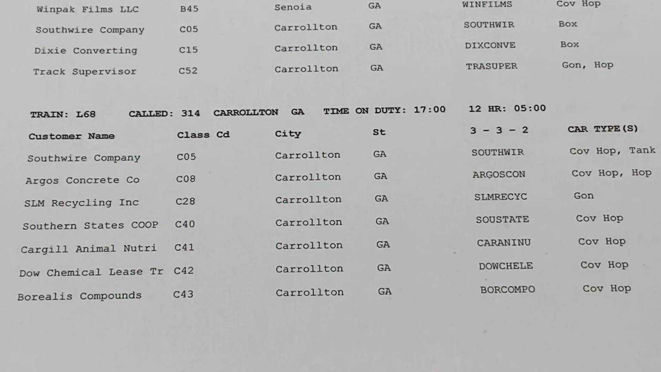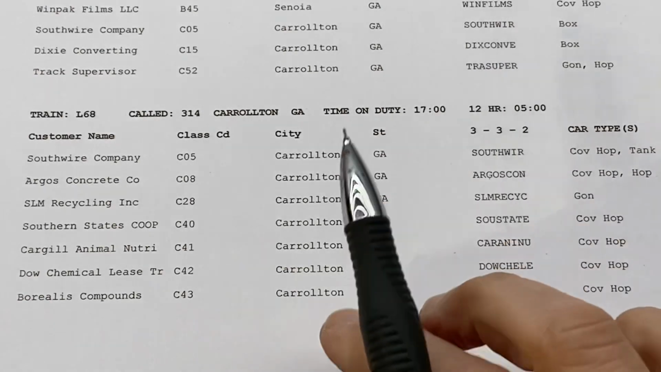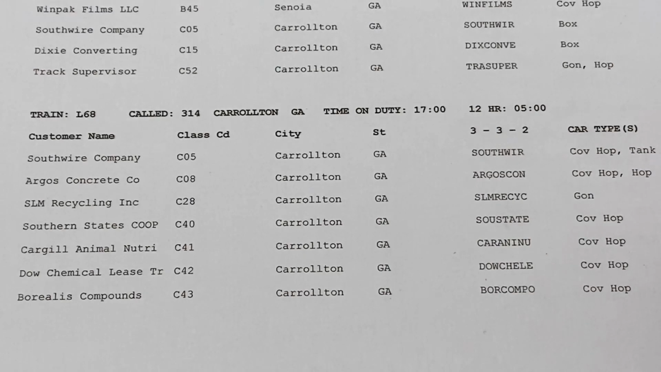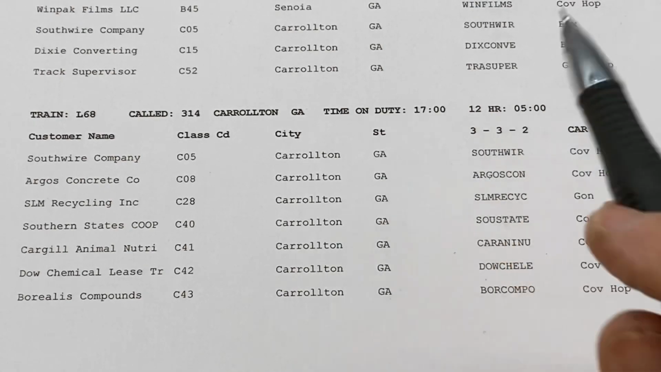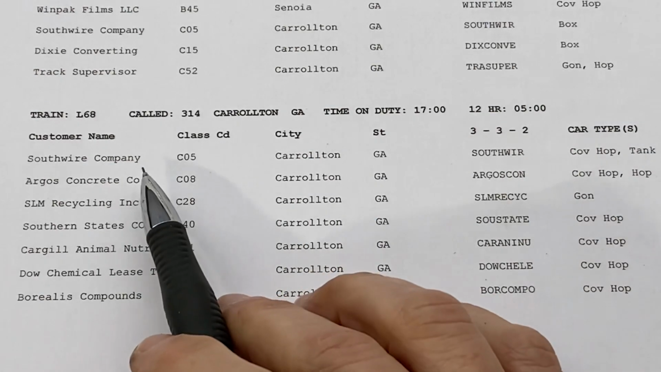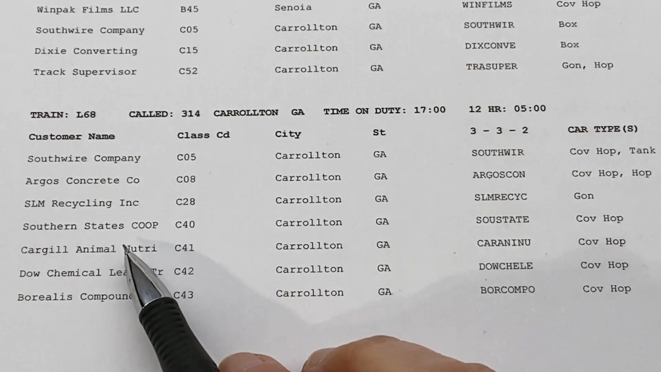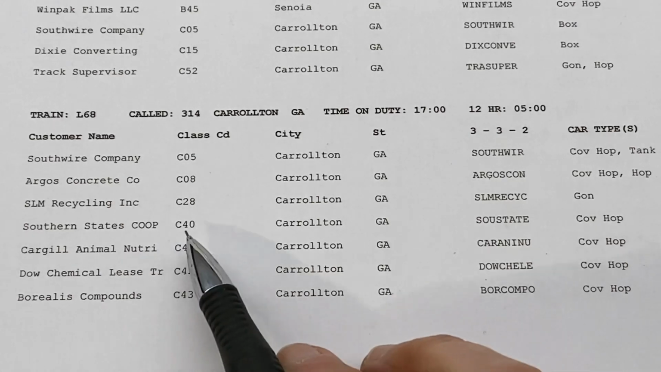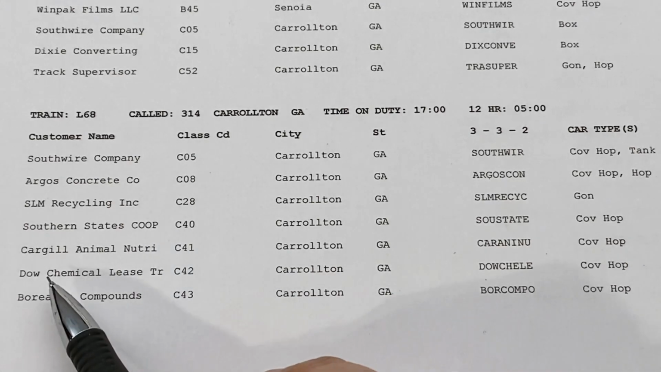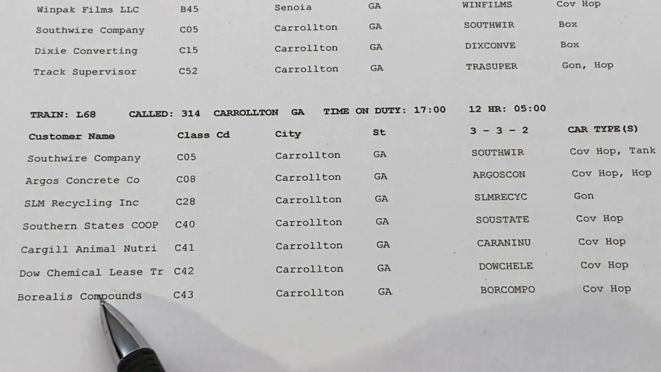Now, L68 is the afternoon switcher, and by going on duty at 5 p.m., they can use the same power that L62 has. That way, we can only assign 2 locomotives to Carolton. Makes more sense, right? And they go off the law at 5 a.m. So they really work only industries in Carolton. So you have the South Wire, Argos Concrete, SLM Recycling, and Southern States, and Cargill Animal Nutrition is the same location, just separated. I'll show you how that's separated out. There's also a Dow Chemical lease track that they take care of, and Borealis Compounds.